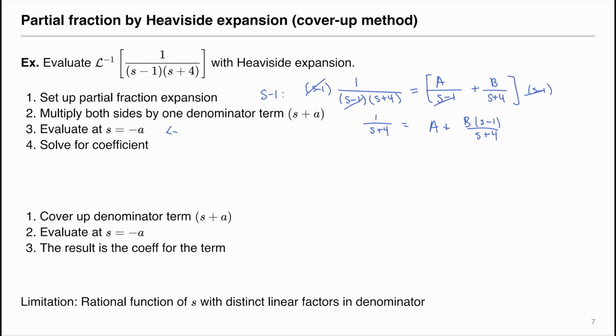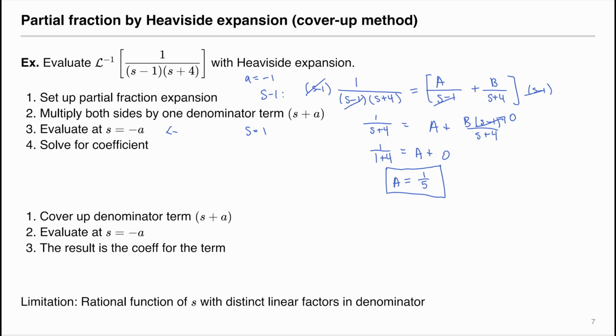In this case, a equals to minus 1. So we want to evaluate s equals 1 so that we can make s minus 1 zero. So substitute s equals to 1, we have 1 divided by 1 plus 4 equals to a plus the whole term goes out because s minus 1 equals to 0. So we can calculate a equals to 1 divided by 5. And that is the coefficient for the first term.